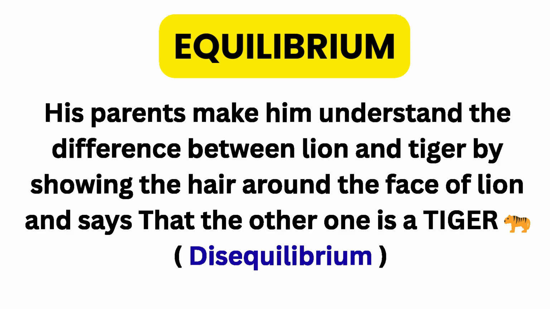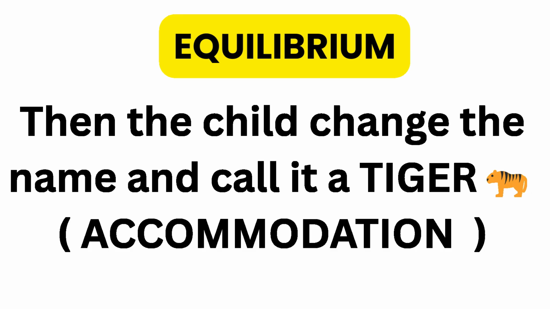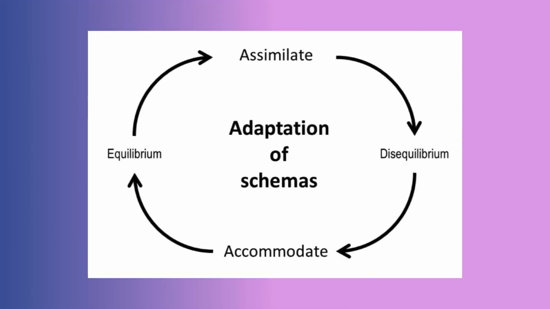And what happens here, disequilibrium happens here. The earlier assimilation is gone. Now he understood the difference between both the things. Then he uses this new knowledge and calls the tiger a tiger and the lion a lion. That is accommodation. So equilibrium is the combination of both, where the earlier information and new information are together in the mind of a child. Here you can see the cycle. First assimilation happens, then disequilibrium, then accommodation, then again equilibrium. This is the adaptation of the schemas in a child.